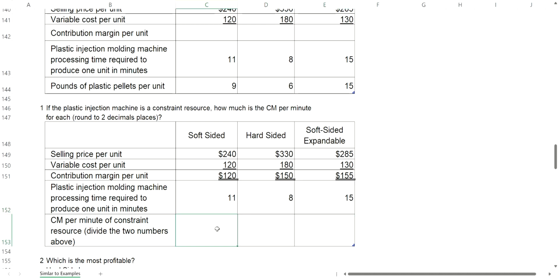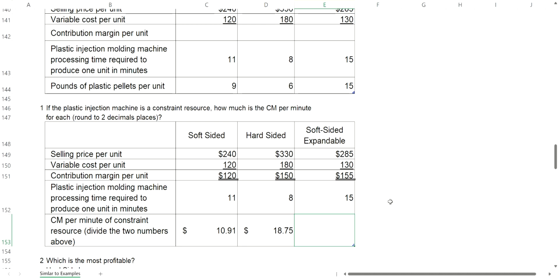Now, what I want to do is get the contribution margin, instead of per unit, per minute, since this is our constraint resource. I will do that by dividing the last two numbers I just put in. So for soft-sided, I will take the contribution margin of 120 and divide it by the 11 minutes. And let's format that as a dollar amount. The contribution margin is $10.91 per minute. For the hard-sided, I will take 150 contribution margin divided by 8 minutes. Format that for dollar.